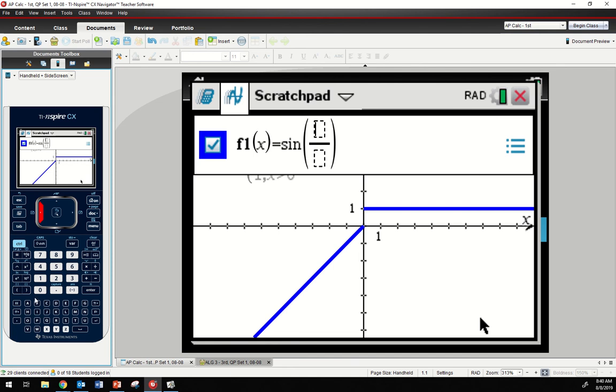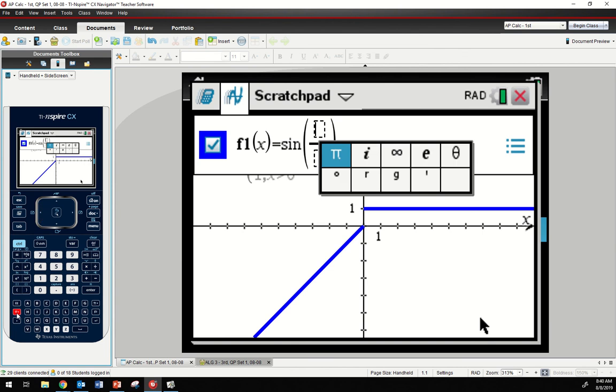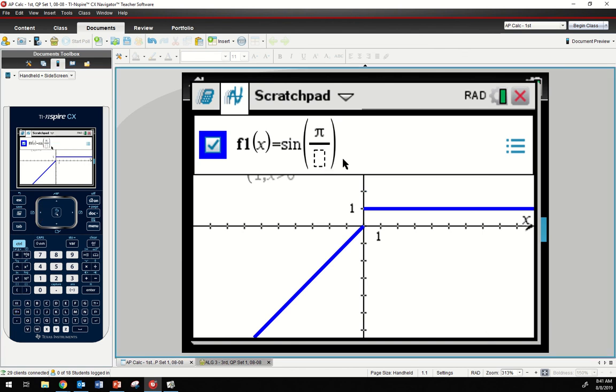So pi is in a couple places on the calculator. At the bottom left, there is a pi button. Or if you want to find it in the catalog, it also does it. Yes, my dude? It hasn't got radians.